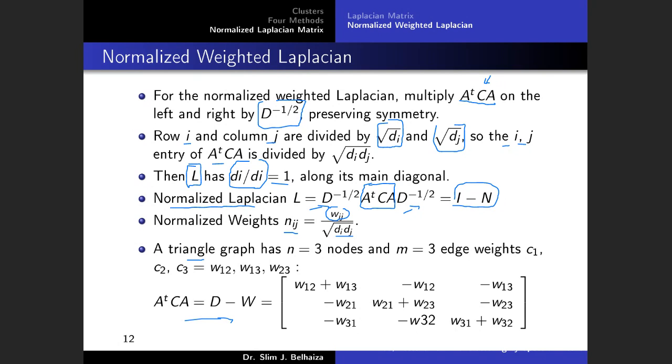So if you start from this matrix, which is A^T C A, given this way, in this small example we have a triangular graph where n equals 3 nodes and m equals 3 edge weights. We call them C1, C2, C3, or if you wish, you can call them W12, W13, W23. Okay? So in fact, these are the weights. And of course, it means that W13 is also W31. It's the same weight on undirected edges.